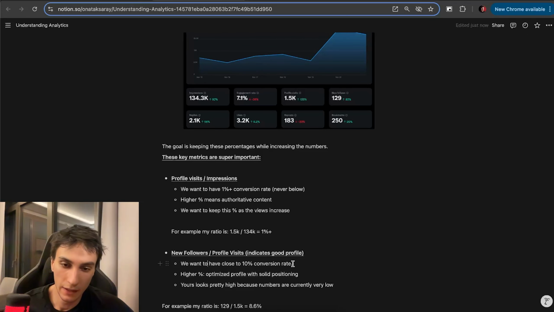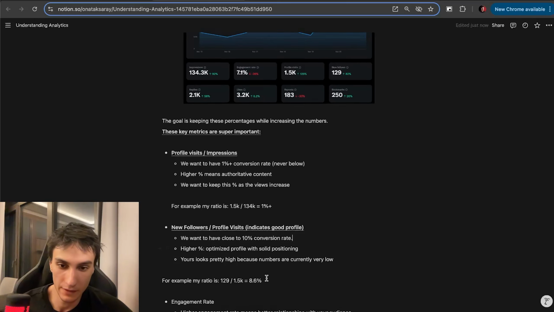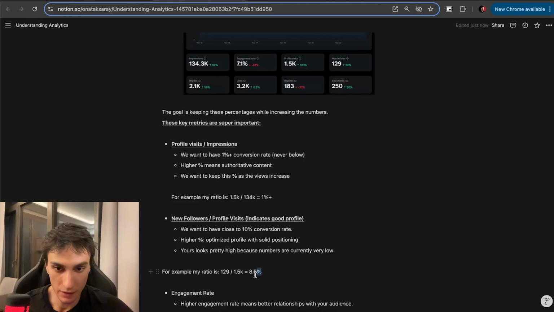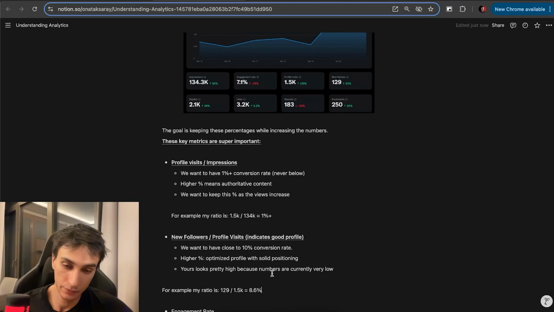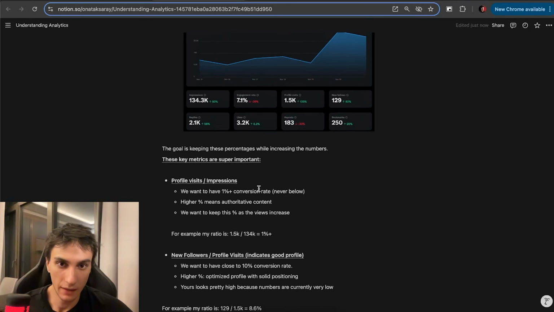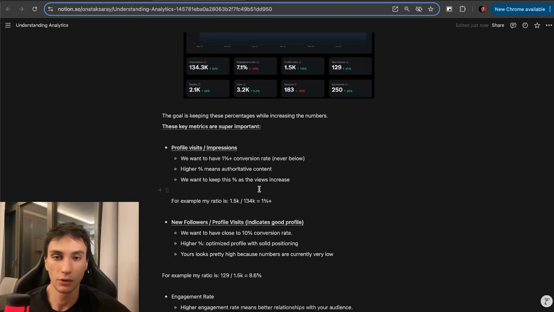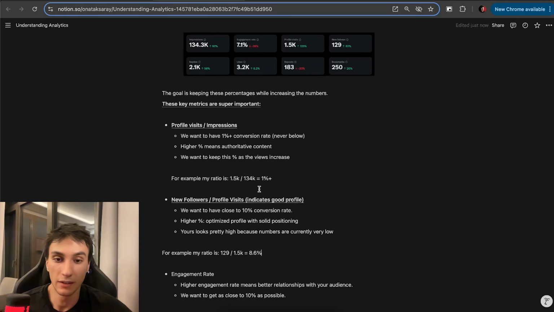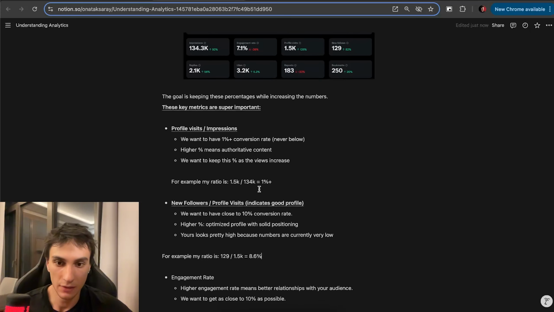So in this case, we want this rate to be as close to 10% as possible. In this example, mine was 8.6%, which is pretty good, but it could always be improved. Also, yesterday one of my posts went viral, so it was seen by a lot of random people, and that's why it may have decreased some of these metrics. So it's also something to take into consideration. Sometimes your posts go too viral and attract some random people, but it's okay sometimes.